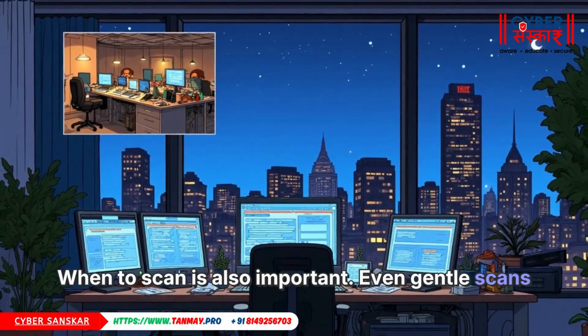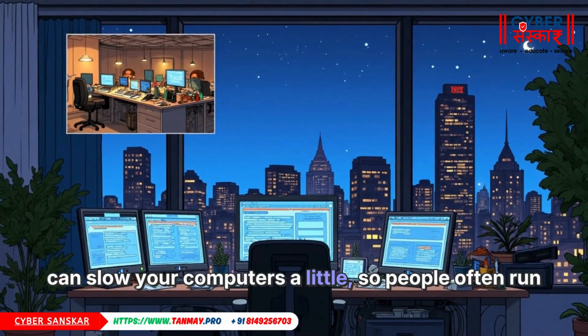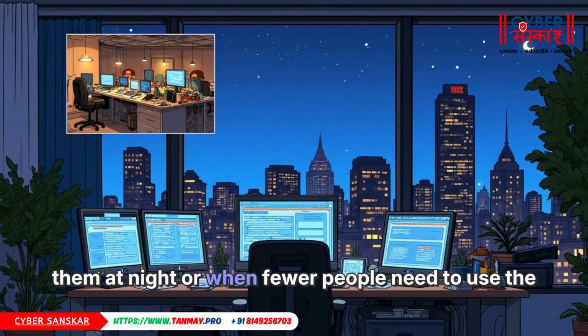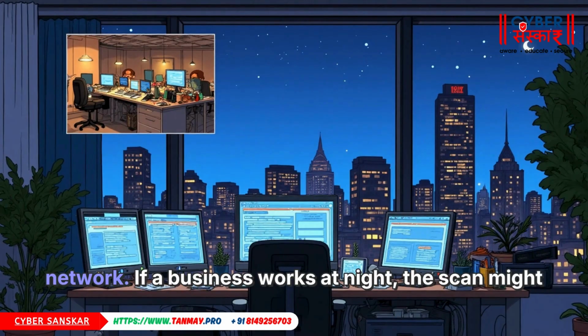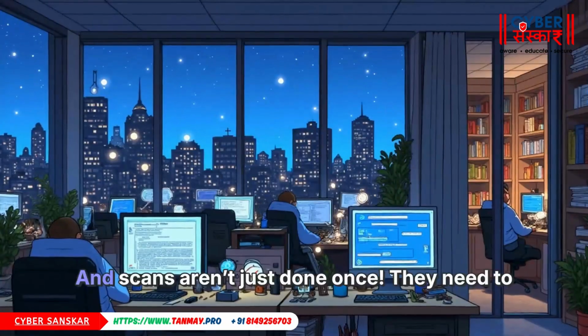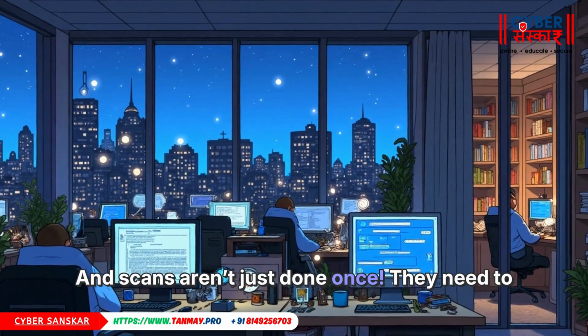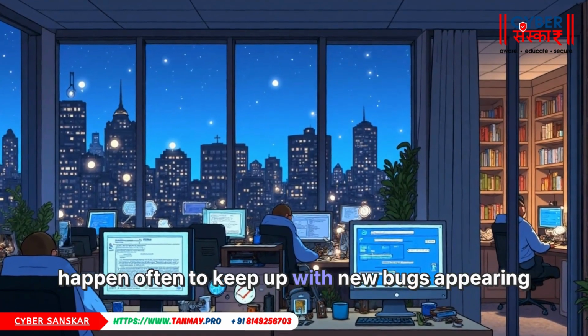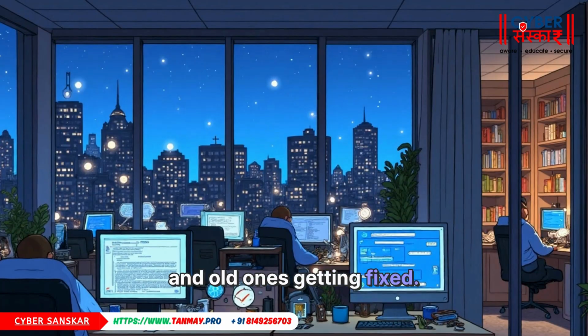Even gentle scans can slow your computers a little, so people often run them at night or when fewer people need to use the network. If a business works at night, the scan might run during the day when things are quieter. And scans aren't just done once. They need to happen often to keep up with new bugs appearing and old ones getting fixed.